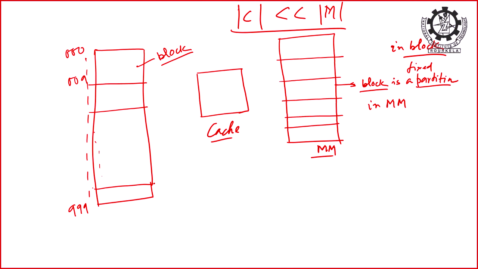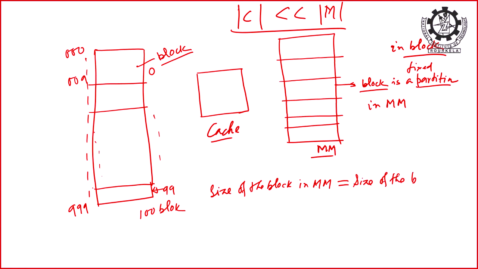So, how many blocks will we get? We will get 100 blocks, so the last block will be 99. This is block 0 to 99. Similarly, cache memory is also divided into blocks, and the size of the block in main memory is the same as the size of the block in cache memory. So, this is also called a block.